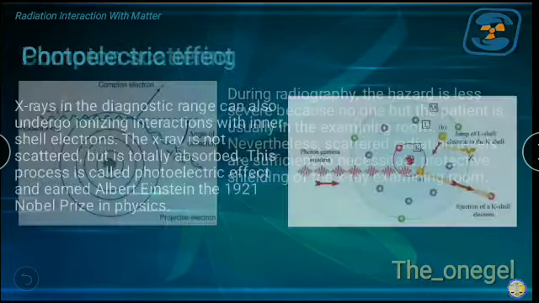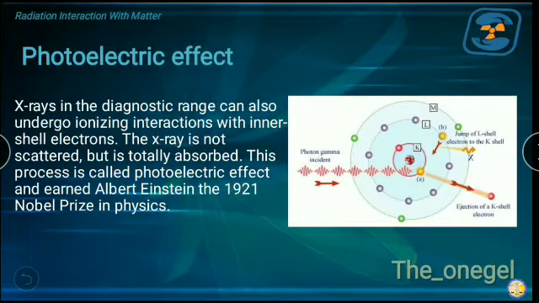Now, let's move on to the next interaction, which is the photoelectric effect. X-rays in the diagnostic range, again from 30 to 150 kilo electron volts or kVp, can also undergo ionizing interactions with inner shell electrons. I would like to emphasize that there are only two radiation interactions with matter that can occur in the diagnostic imaging range: only the Compton effect and the photoelectric effect. In the photoelectric effect, the X-ray is not scattered but is totally absorbed. So we have a keyword here: absorbed.